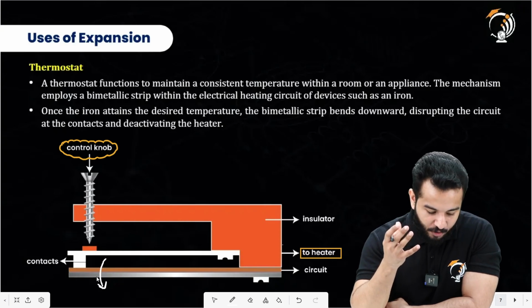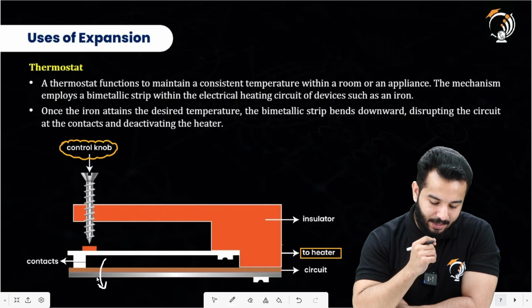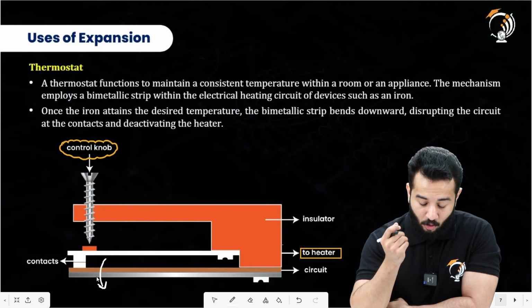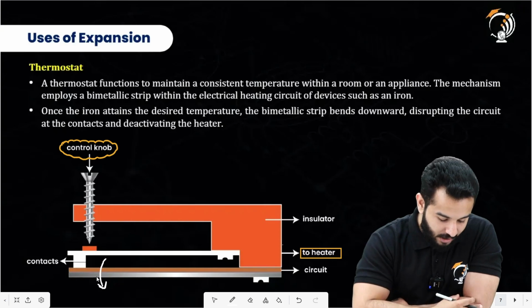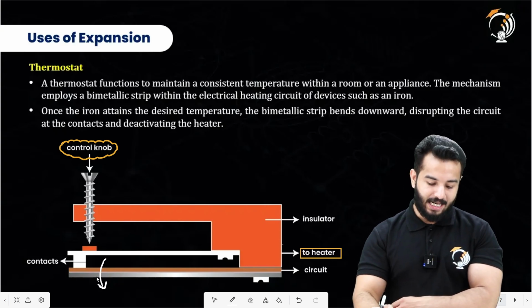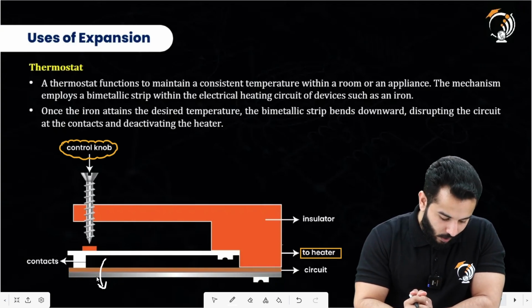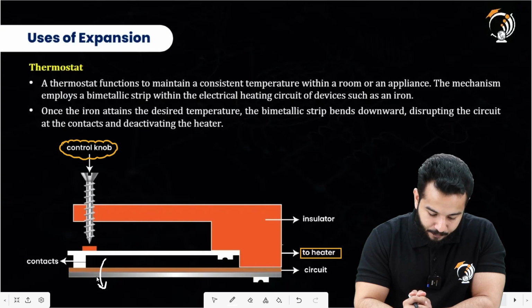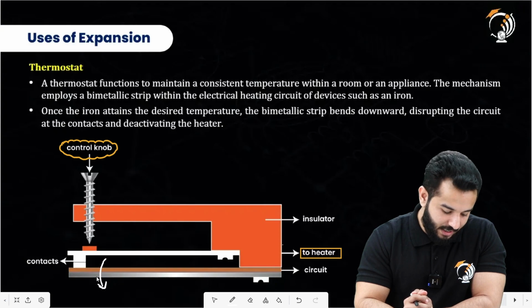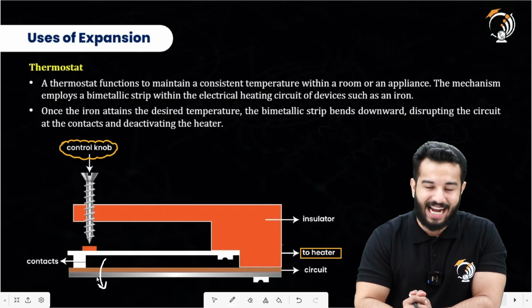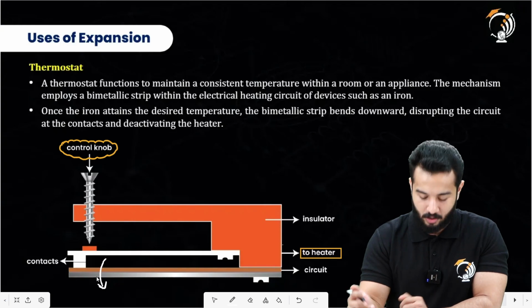A thermostat functions to maintain a consistent temperature within a room or an appliance. The mechanism employs a bimetallic strip within the electrical heating circuit of devices such as an iron. Once the iron attains the desired temperature, the bimetallic strip bends downward, disrupting the circuit at the contacts and deactivating the heater, right? So that's how it works.